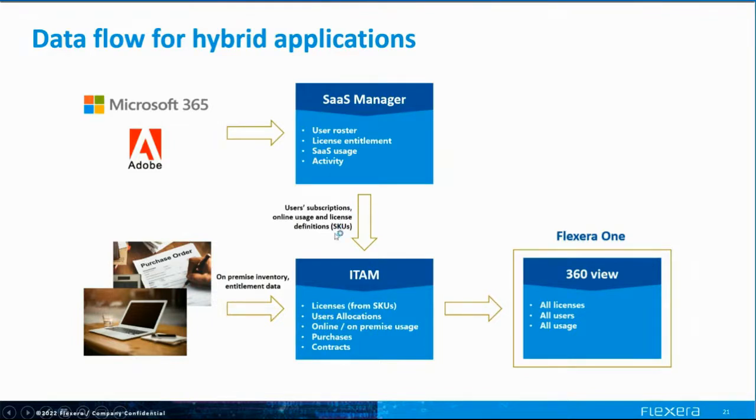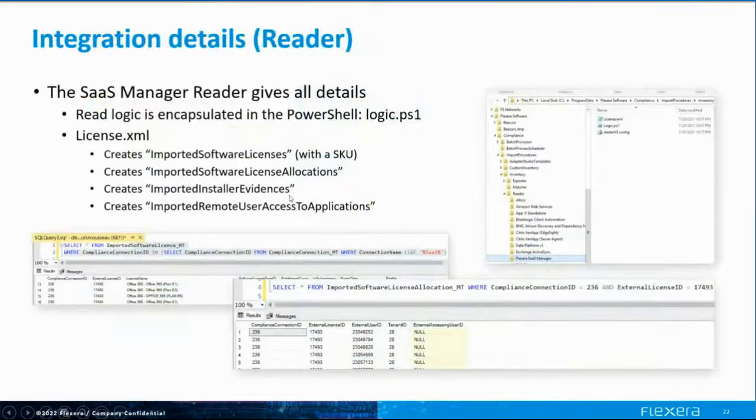based on the license definition that comes from the SKU, will basically compare, for the allocated users, the users with an active subscription, the consumption and the usage. So this is a little bit of a technical view of how SaaS Manager data goes into the ITAM backend.